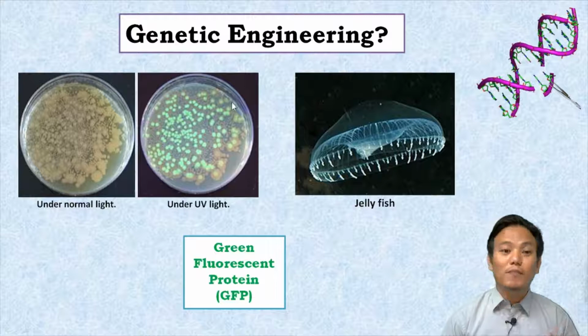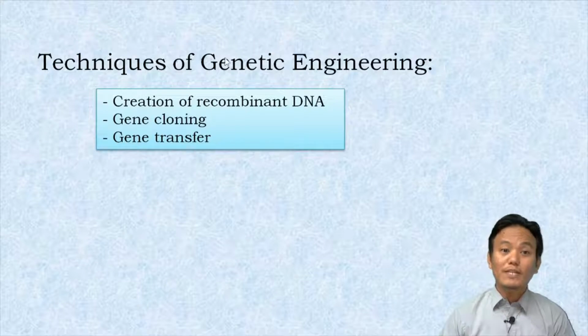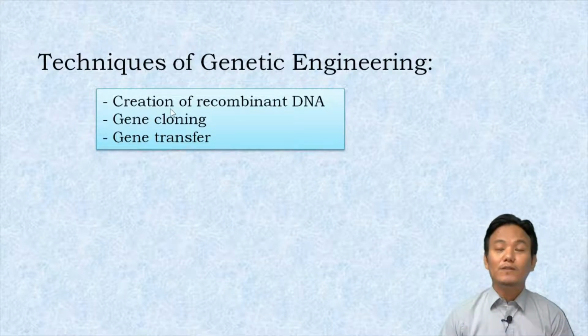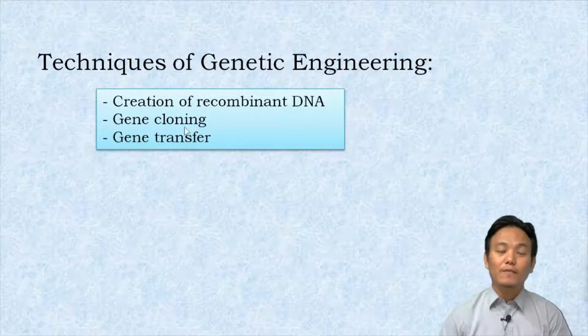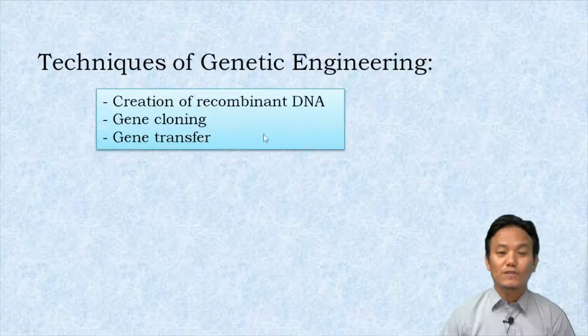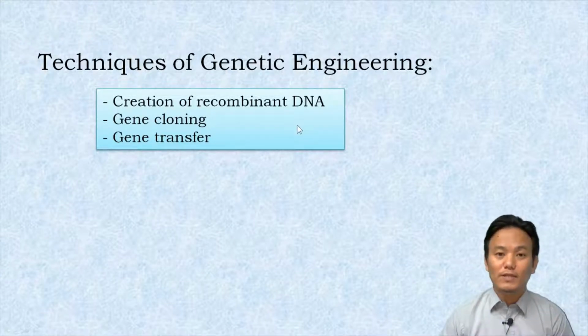So genetic engineering is one of the important processes in biotechnology. Now, genetic engineering involves certain important techniques. Those important techniques of genetic engineering are: first, creation of recombinant DNA; second, gene cloning; and third, gene transfer. Let us look at the creation of recombinant DNA. How do we create a recombinant DNA?